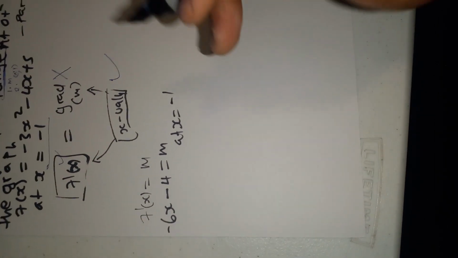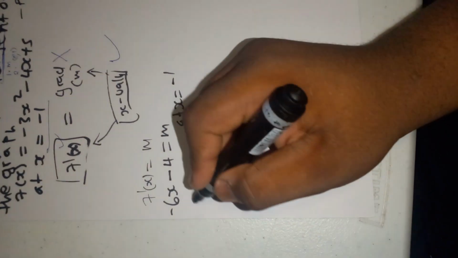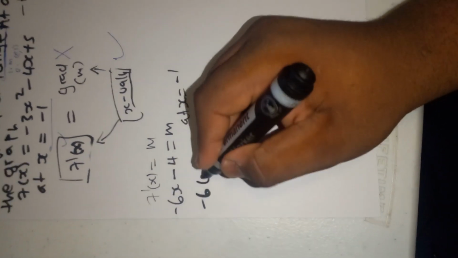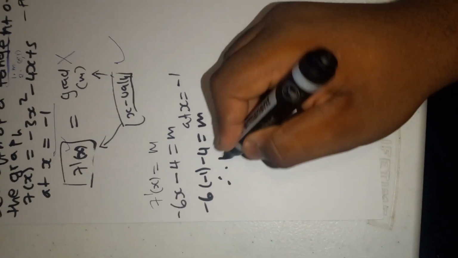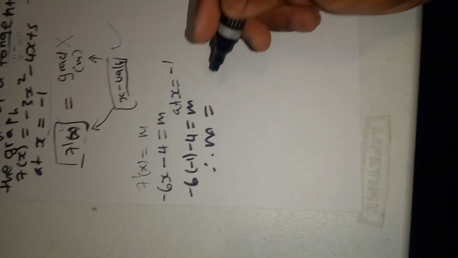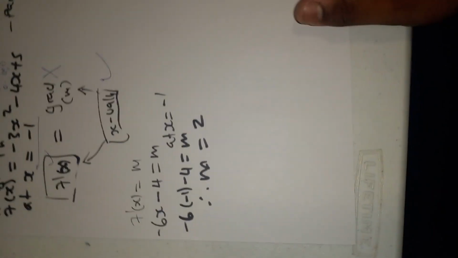Please note that first derivative of x only takes the x value only. When you're dealing with the first derivative of x, you do what? The x value only. Now we are going to substitute. It will be -6, and then what? -1 minus 4 equals m. Therefore my m equals 6 minus 4, which is the same as what? 2. The gradient is 2 there.